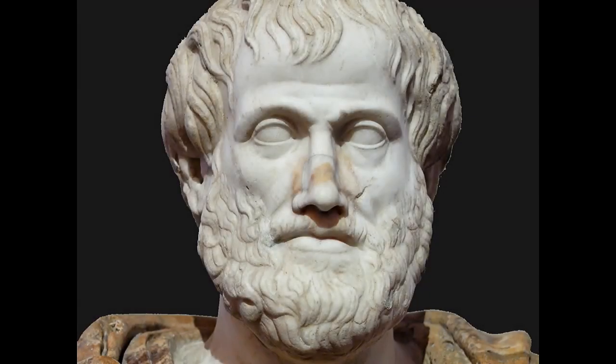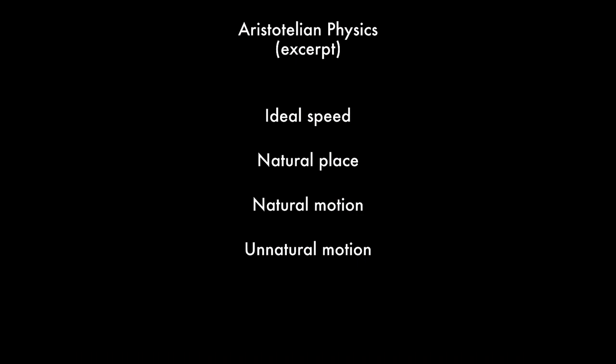So, motivating abstractions. This is Aristotle. About 2,300 years ago, he developed a system of physics, Aristotelian Physics, and it was his attempt at explaining how things worked in the world. And this is an excerpt of it. It had a lot of concepts. It was a big tome of a work. And I'll just explain some of these concepts here.